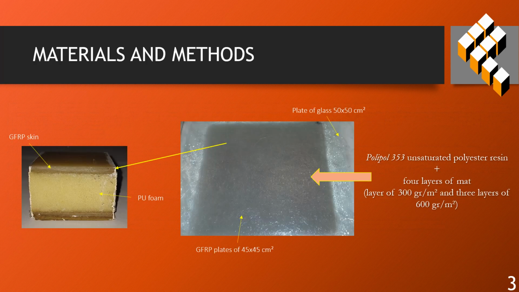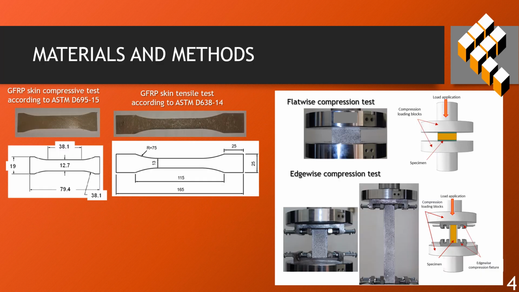The GFRP skins are made by hand layup technique using an unsaturated polyester resin as the matrix, reinforced by 4 layers of chopped strand mat glass fiber. The mechanical properties of GFRP skins were assessed via tensile and compressive testing.